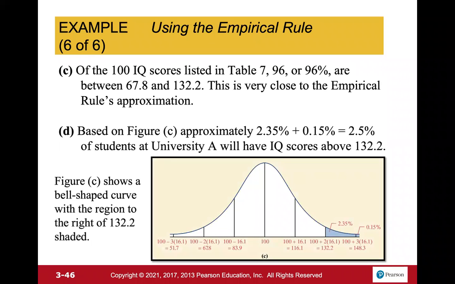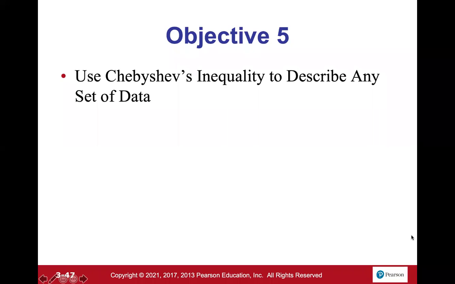Part D, based on the figure or figure C, approximately 2.35% of the data plus 0.15 is equal to 2.5% of the students at University A will have IQ scores above 132.2. So looking at that, we would have just 2.5% of the data being above that score using the empirical rule.